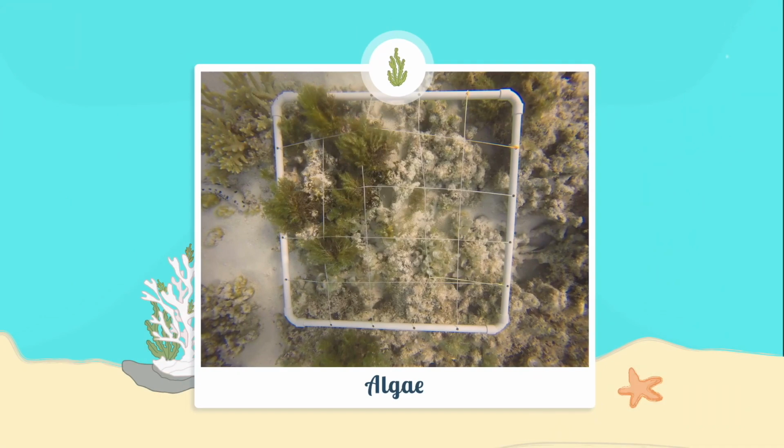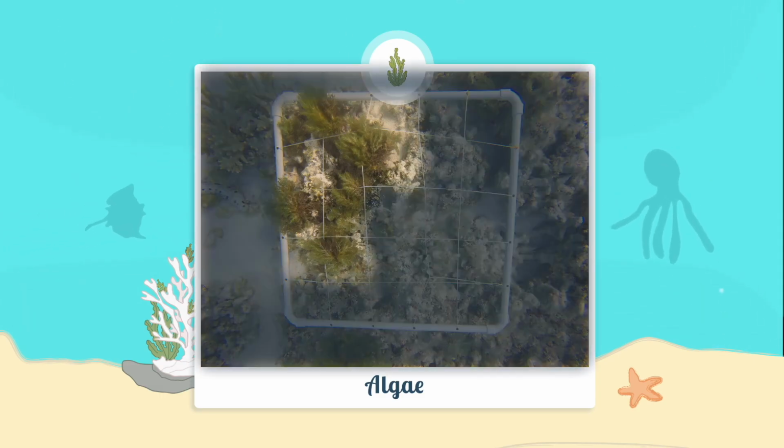We decide whether each square is mostly coral or mostly algae. There are a couple of different types of algae in this picture. So to keep it simple, we'll just count the squares that have the larger green algae, like you can see here. And we need to do this for each sample spot we measured.